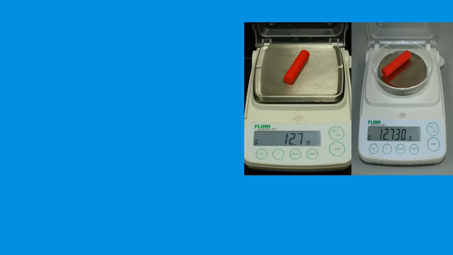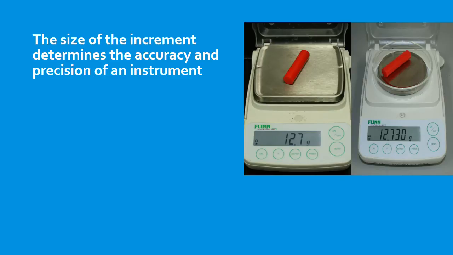Now, if you have this instrument, we have two different scales and we're measuring the mass of the same object. Here we can see two different values. So what determines the accuracy and precision of an instrument? The accuracy and precision of an instrument is determined by the size of the increment.